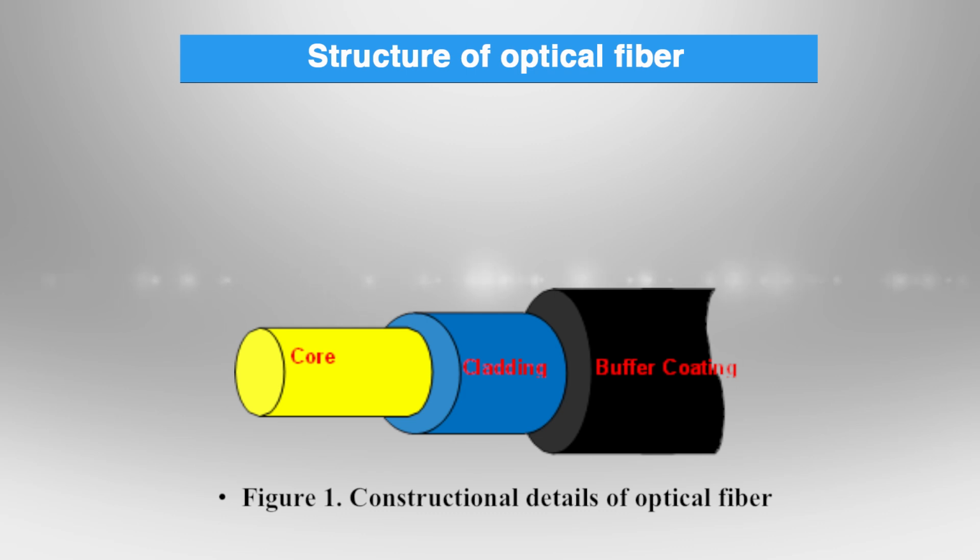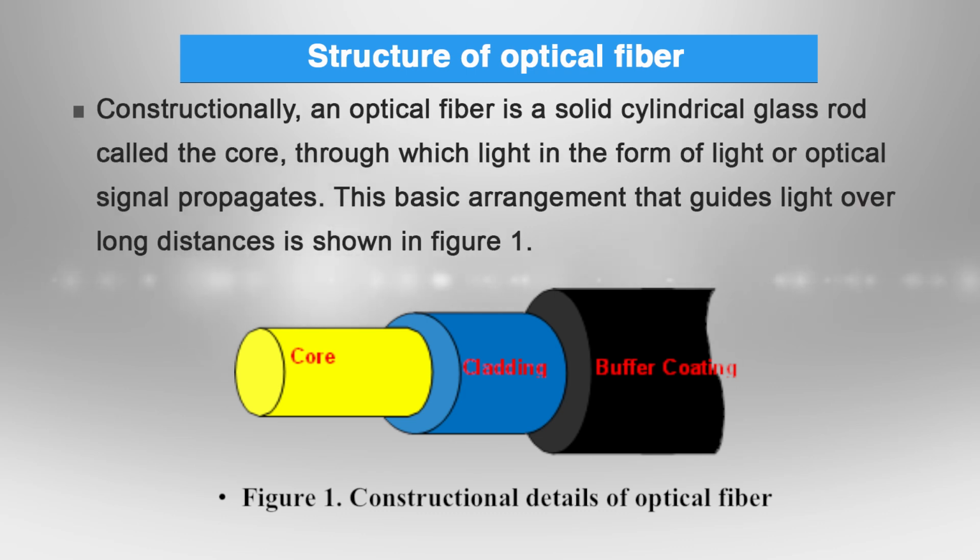Now, structure of an optical fiber. Constructionally, an optical fiber is a solid cylindrical glass rod called the core, through which light in the form of an optical signal propagates. This is surrounded by another coaxial cylindrical structure made of glass of lower refractive index called the cladding. This basic arrangement that guides light over long distance is shown in the figure.